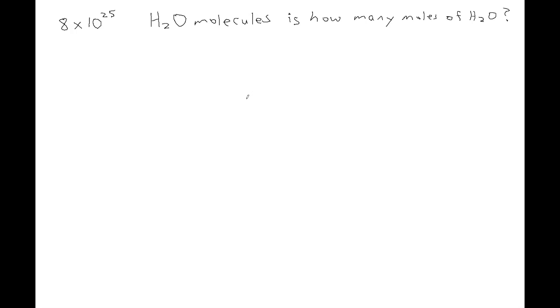First thing you do is your target unit, which would be moles of H2O, and then I guess you write down what you have, which is 8 times 10 to the 25th molecules H2O, and then you would need to write down your conversion ratio, but I don't know what that would be. Okay. Do you mean you don't know how to figure out what it would be, or you just don't have it memorized? I don't have it memorized.